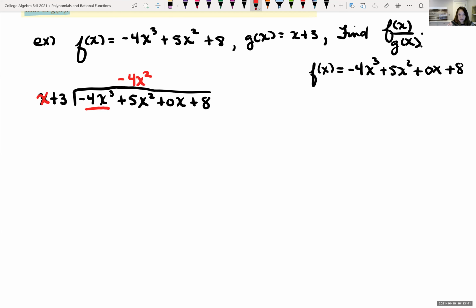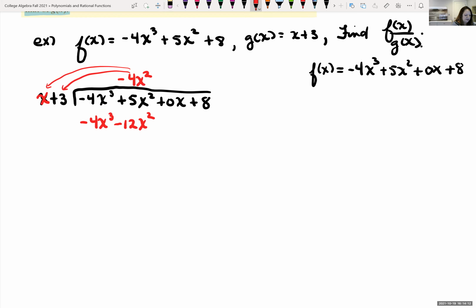So we're taking that value that we found and we're going to distribute it to each term in our divisor and put it below the dividend. So negative 4x squared times x is negative 4x cubed, which we wanted. And then we have negative 4x squared times positive 3. So that's going to give me a negative 12x squared.